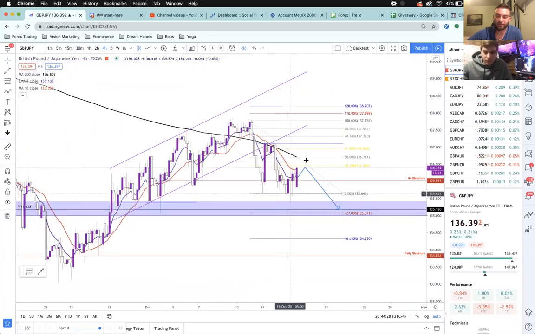So GJ, again, looking to short this. All of the analysis, guys, is posted in the Discord channel for you guys, and it's completely free. And that's pretty much it.